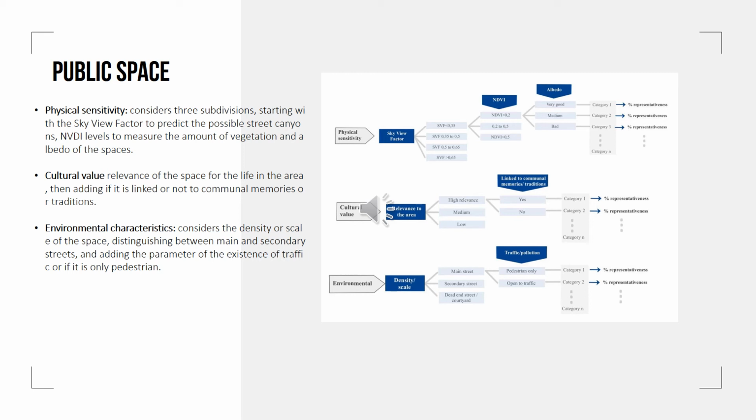For the environmental characteristics, the density or scale of the space will be considered, distinguishing between main and secondary streets and adding the parameter of the existence of traffic or if it's only a pedestrian street or area.